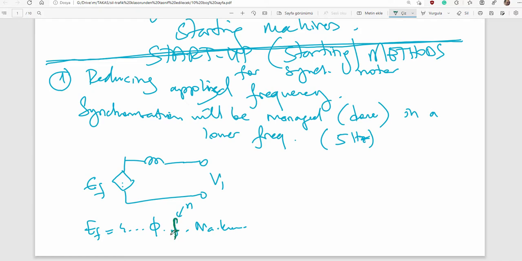Since you decreased frequency, EF will decrease. Since you have decreased frequency, this term you know, 2 pi f Ls, will be decreased. So during low frequency startup process, terminal voltage will be decreased appropriately. I mean, terminal voltage over frequency must be kept constant.